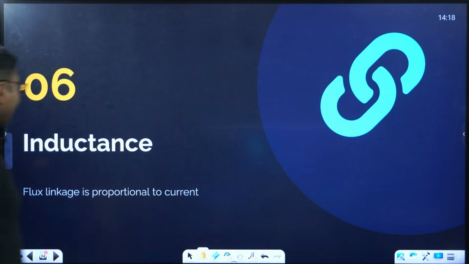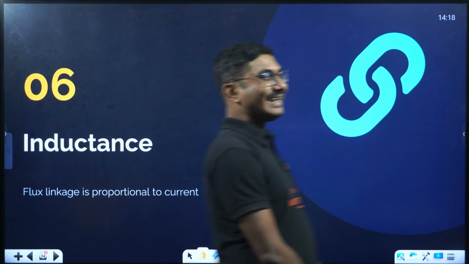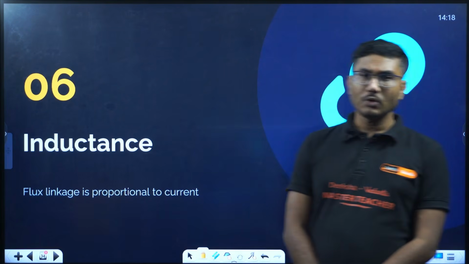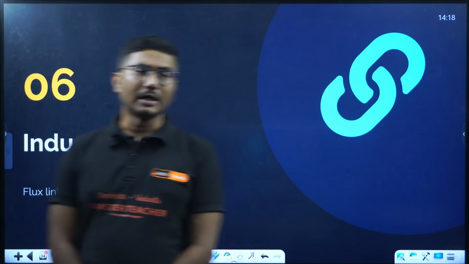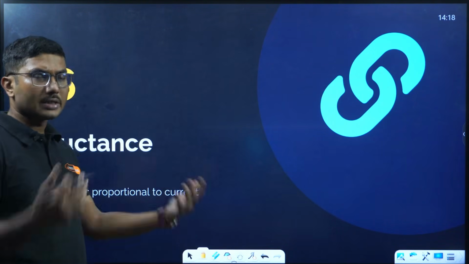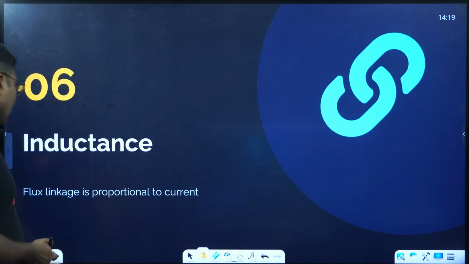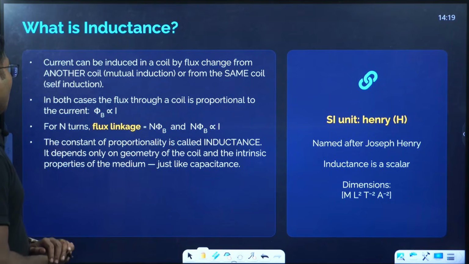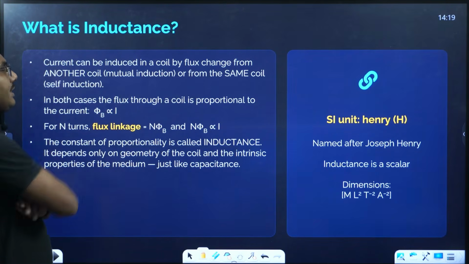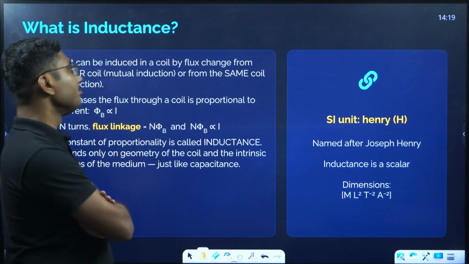Now another important concept here is inductance. Inductance basically determines how much flux will be linked with a given circuit. Okay, that's it. Current can be induced in a coil by flux change from another coil. That is called mutual inductance.